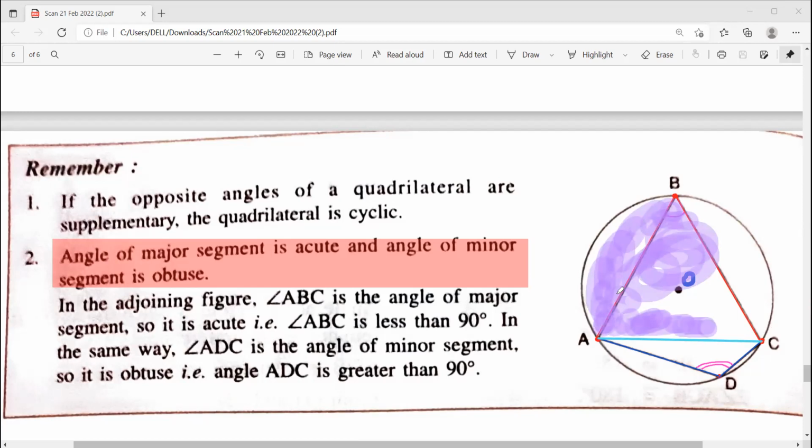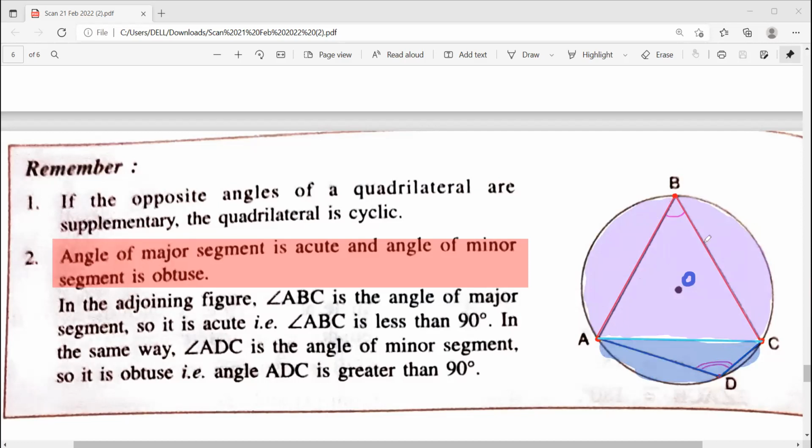The chord AC makes two segments. The chord AC with the major arc gets you the major segment. This one is a major segment, and this angle ABC is in the major segment. This angle ADC is in the minor segment. Look at the angle ADC, it is in the minor segment.